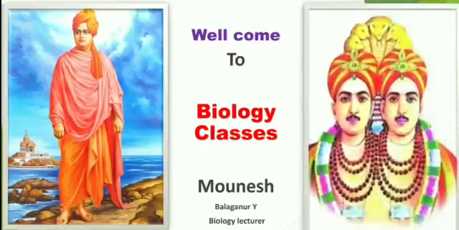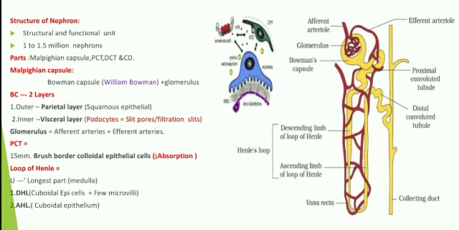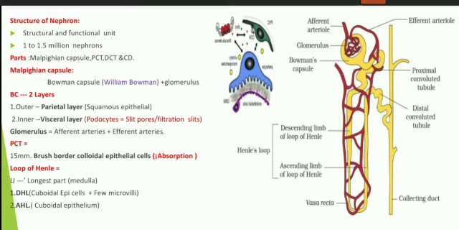Today we will discuss another very necessary concept, that is the structure of the nephron. A nephron is the basic unit of the kidney. It is also defined as the structural and functional unit of the kidney. What does it mean? We already know that our kidney is mainly made up of nephrons. Because of this group of nephrons, the kidney has a particular structure. That's why it is a structural unit.